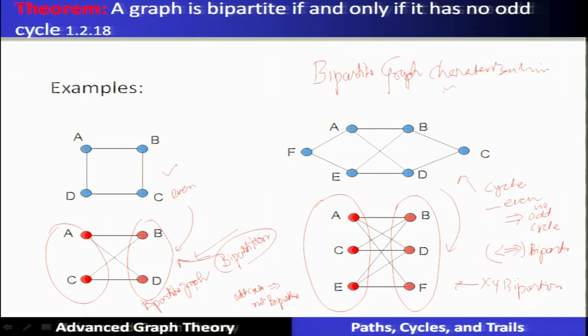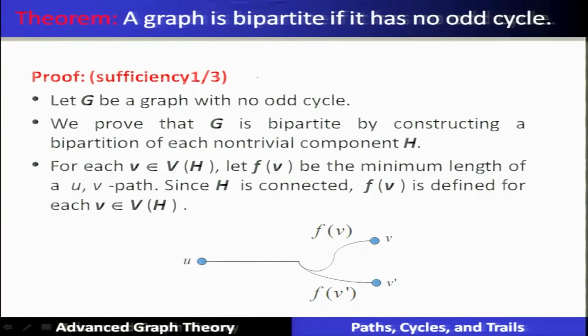which is equivalent to saying that the graph has no odd cycle. And this particular theorem, which states that the graph is bipartite if and only if it has no odd cycle, is given by Koenig, a famous mathematician. So this is the sufficiency condition.